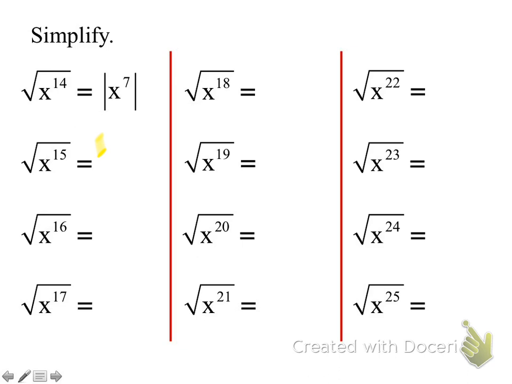I don't care if you can follow a pattern, because it's not going to come to you. So how do you do x to the 15th? x to the 14th times radical x. And then x to the 14th breaks down to x to the 7th times rad x. Yep. Okay. Number 16.